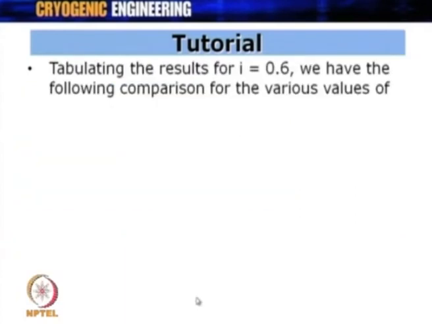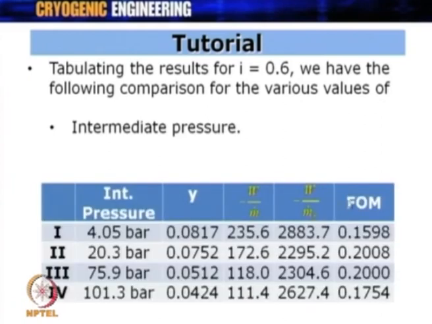Now, I would like to calculate all these values for all the intermediate pressures, and without giving the details of those calculations, I will give you a table which will have all these values. So, tabulating the result for I is equal to 0.6, we have the following comparison for the various values of intermediate pressure. Case number 1, 2, 3 and 4: this table gives all the intermediate pressures, that is 4 atmosphere, 20, 75 and 101 atmosphere as the value of P2.